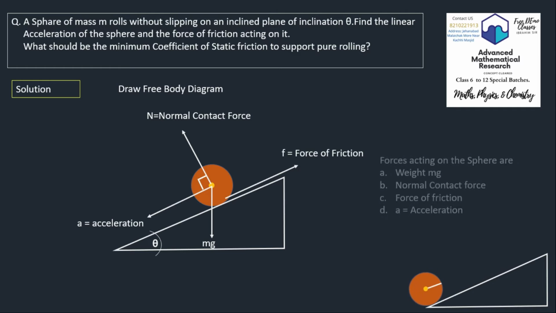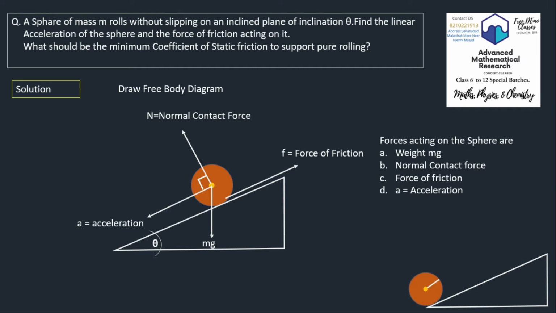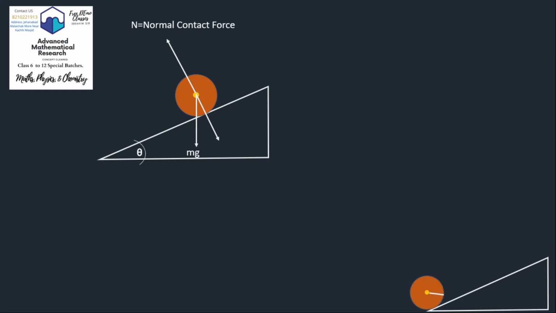Now this is the force of friction. The forces acting on the sphere are weight mg, the normal contact force, and the force of friction, and let's assume that a is the acceleration with which the center of mass is moving. Again I am drawing the free body diagram.